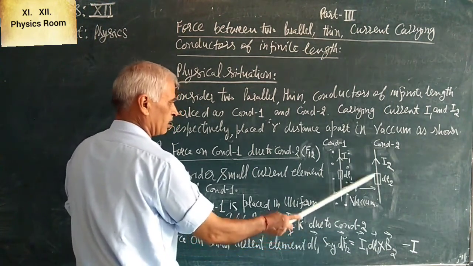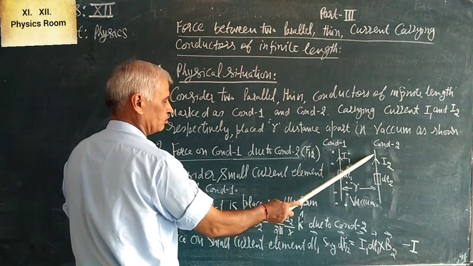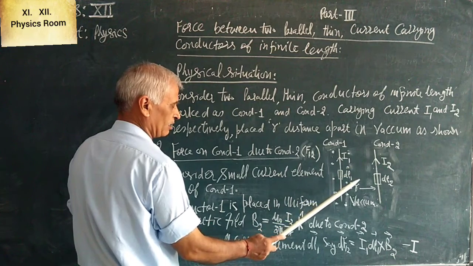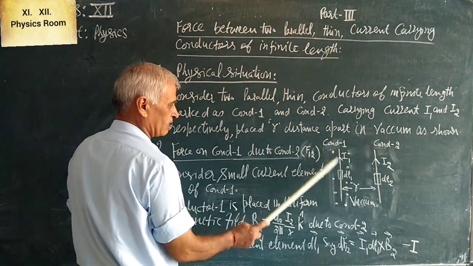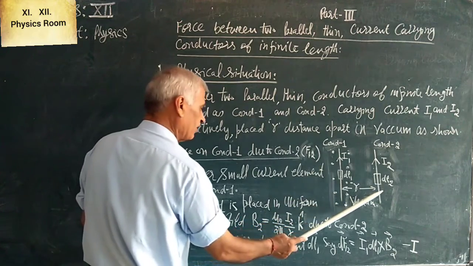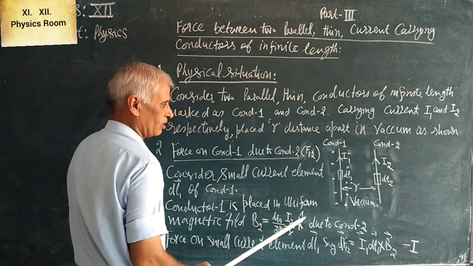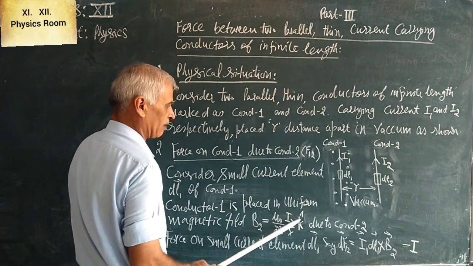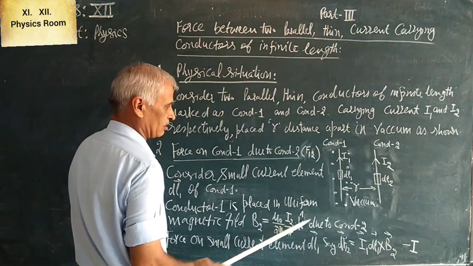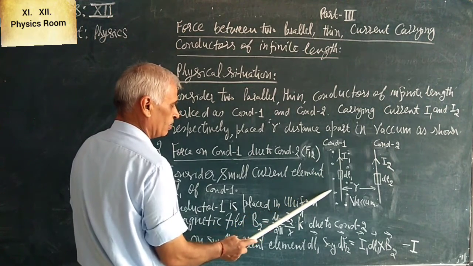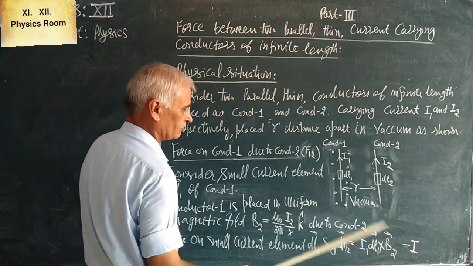Now this conductor is carrying current I2 and it will have a magnetic field around it. Then conductor 1 is placed in the magnetic field of conductor 2, which is directed outward along positive z-axis. K cap means positive z-axis. So we have shown it by dots. The dots show the field is directed outward.